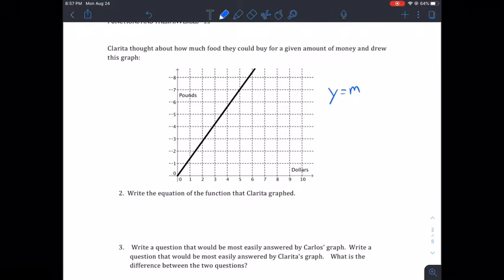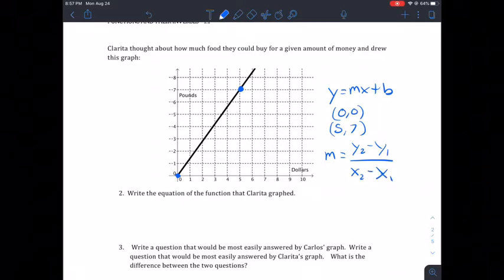So of course, we're going to use our y equals mx plus b. And let's again find 2 good points. So we're going to use 0, 0, and then I think 5 comma 7 is going to be good. We're going to go ahead and find our slope, which is y2 minus y1 all over x2 minus x1. So we can plug those in. I get 7 minus 0 all over 5 minus 0, which is going to give me 7/5. So that gives us our slope.